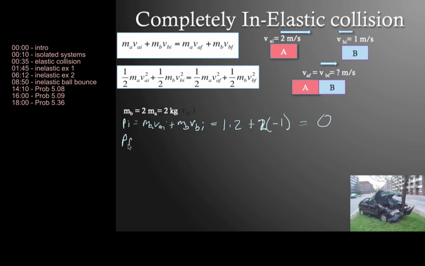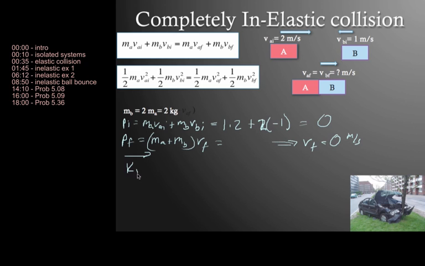Now we can look at our final momentum, and we're going to have A plus B, since they move together, times this V final. And so it's pretty easy to see here that V final is going to be 0 meters per second. So after they collide together, they just stay stationary.